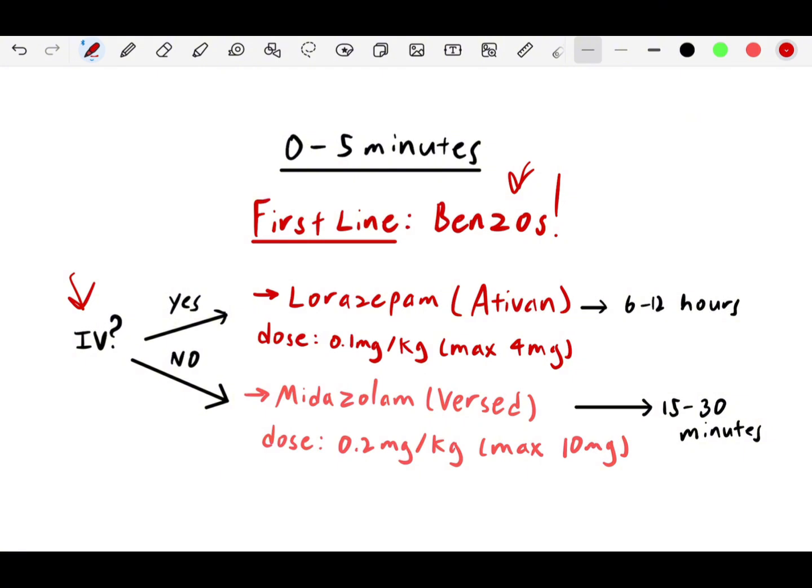Now, say they do have an IV. So yes, they have an IV. First line is going to be lorazepam, also known as Ativan. That dose is going to be 0.1 milligrams per kilogram with a max of 4 milligrams. Now, if the patient does not have an IV, you can order a medication called midazolam, or again by its brand name, Versed. This is a medication you'll give at a dose of 0.2 milligrams per kilogram with a max of 10 milligrams IM.